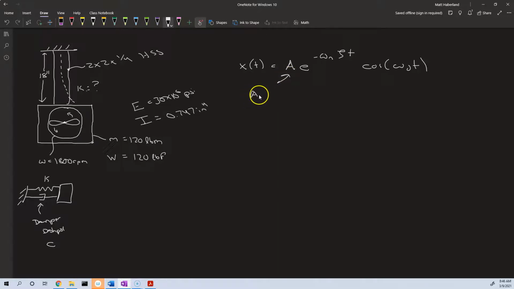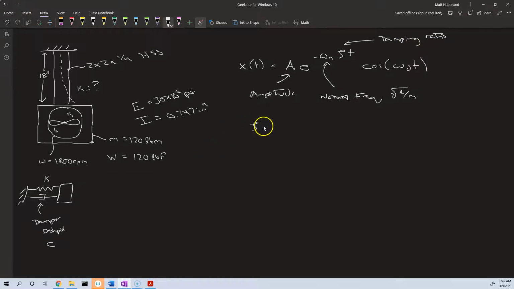amplitude, just as before. This omega n is your natural frequency, just like before. Same thing, square root of k over m. Zeta is new. This is the damping ratio. Might be the thing that we're trying to measure. You can measure c directly, or you can measure, a little bit easier to work with, this damping ratio.